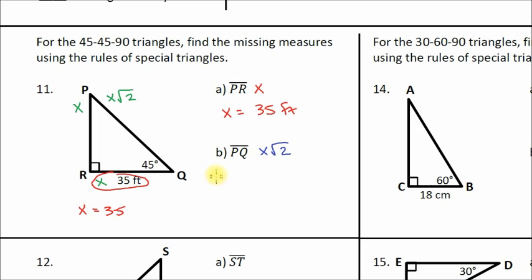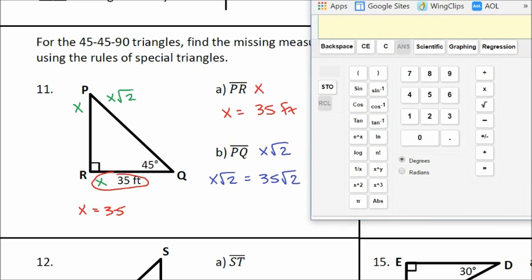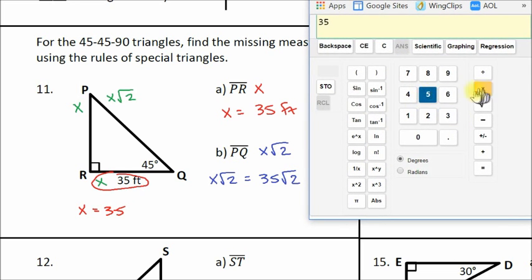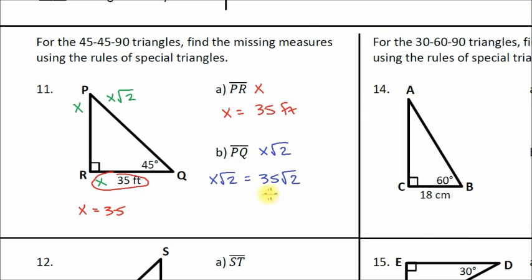Well, x is equal to 35, so x times the square root of 2 is equal to 35 times the square root of 2. Let's go ahead and put that in our calculator. 35 times the square root of 2, close parentheses, equals, we've got 49.49 or 49.5. So it's approximately 49.5, and that's also in feet.